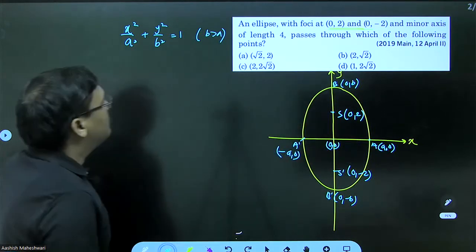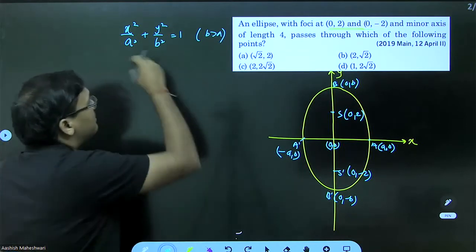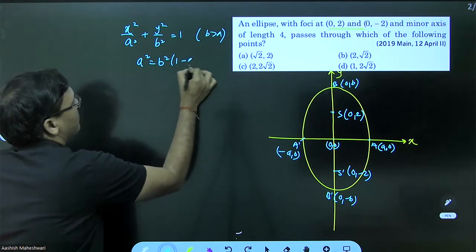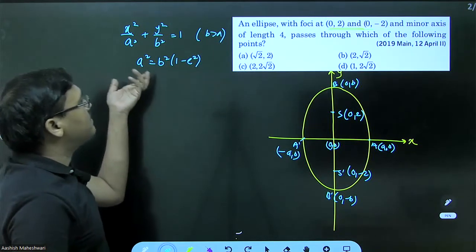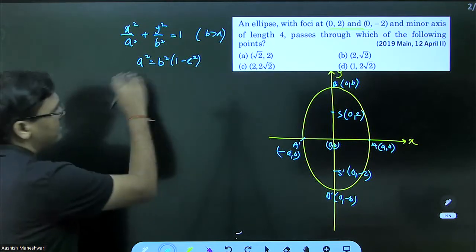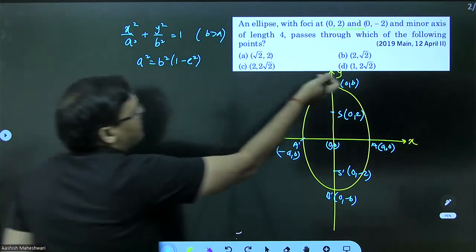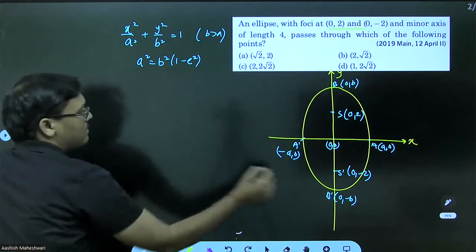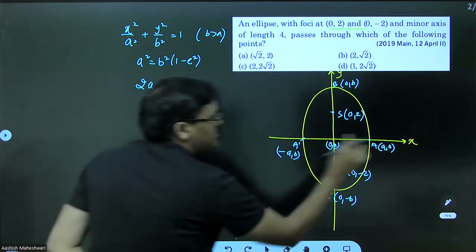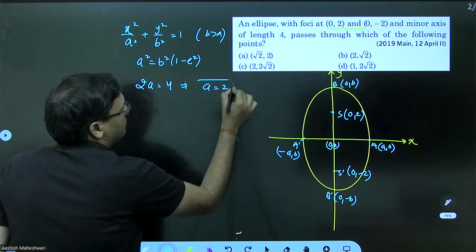This is a vertical ellipse. So if b is greater than a, the first relation you should always remember, the relation between a and b, is a square equals b square into (1 minus e square). If the ellipse is such that a is greater than b, we have to interchange this. Now, what is given to you? You have the minor axis. What is the minor axis of this ellipse? 2a. And it is equal to 4. So we directly get the value a equal to 2.